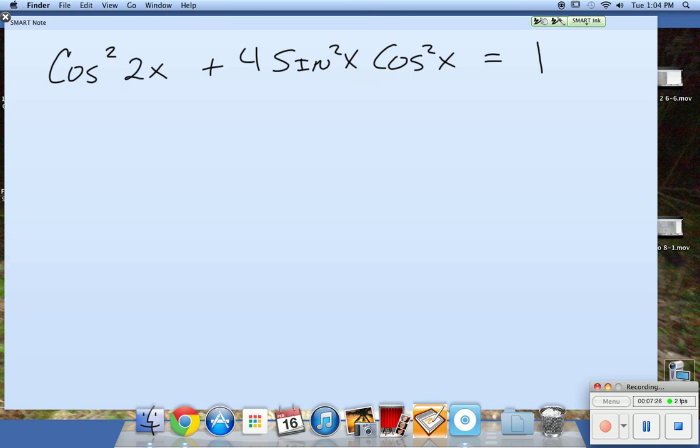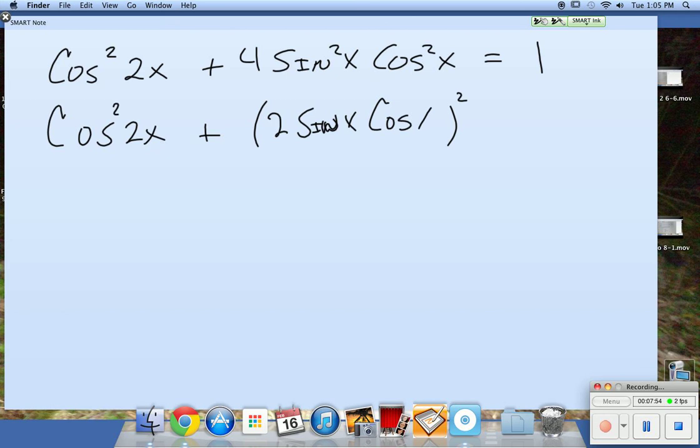I got 4, but what if I did this? I'm going to leave this here, cosine squared 2x, plus, I'm going to square what's in here. If I take the square root of 4, it's 2. If I take the square root of sine squared, it's sine of x. And this is going to be cosine of x, right? What is 2 sine of x cosine of x? Sine what?